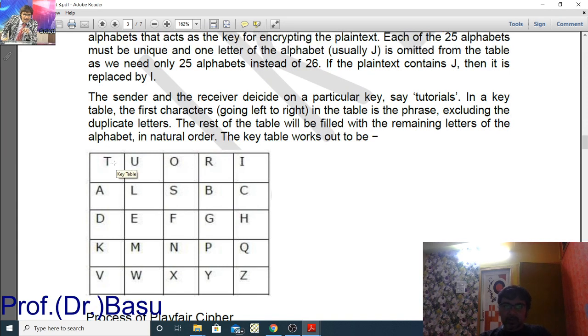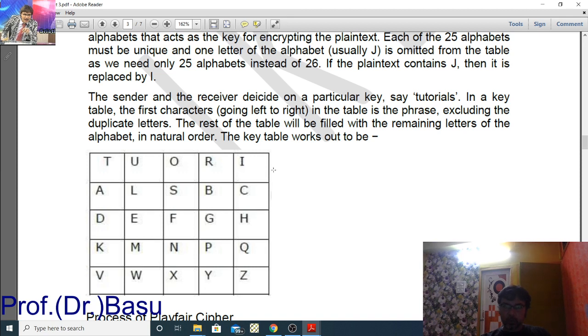So the system is, we have to put the characters one after another sequentially, skipping the redundant character, skipping the duplicate character. See, tutorial is the key table. So we are putting T here, then U, then again we are getting T, but we will be skipping T because T has occurred earlier. That's why we will be skipping the duplicate letter.